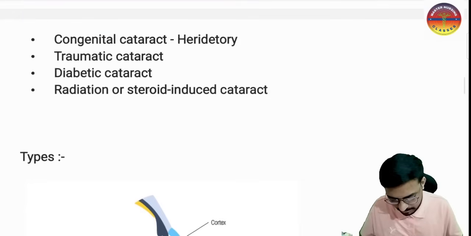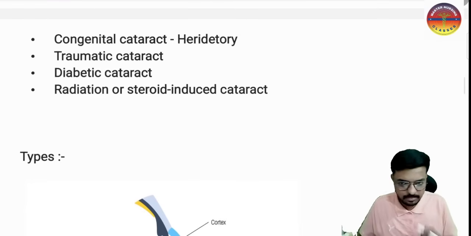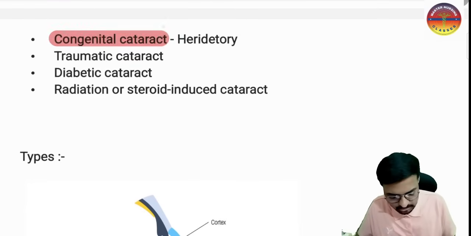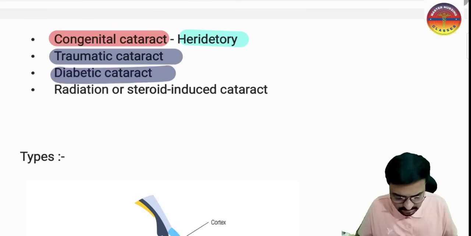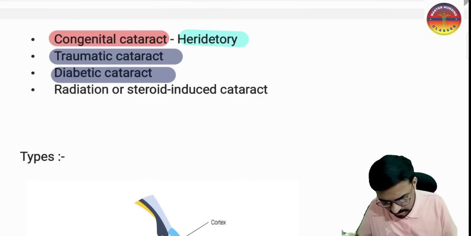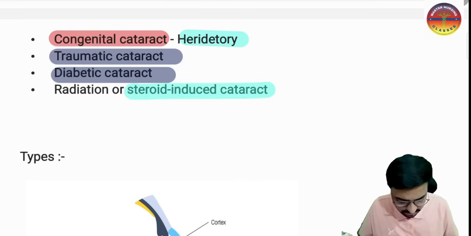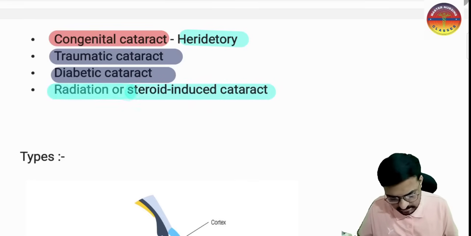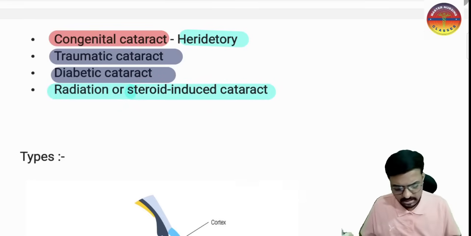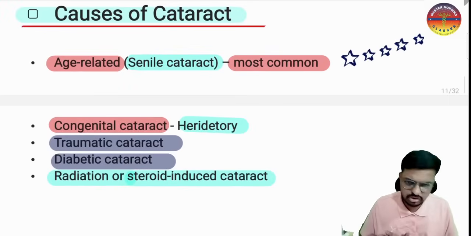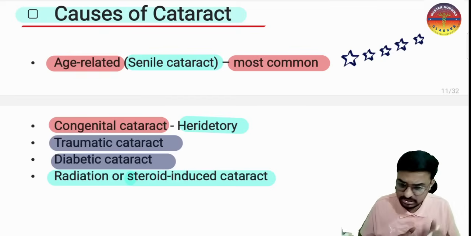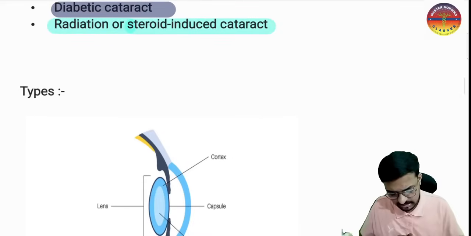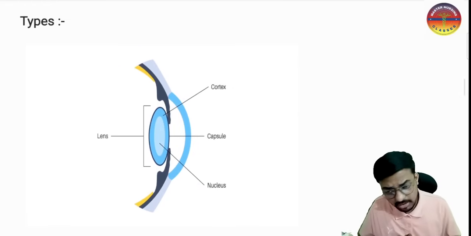Next we have the next types of cataract. We have congenital cataract, which is due to heredity, and cataract which happens due to trauma, that is traumatic cataract. We have diabetic cataract, and cataract which happens due to exposure to steroids and radiation therapy. These are the various types of cataract. They are not that important; just remember the most common type is senile cataract, and that these are also types of cataract. And those are the causes of cataract.